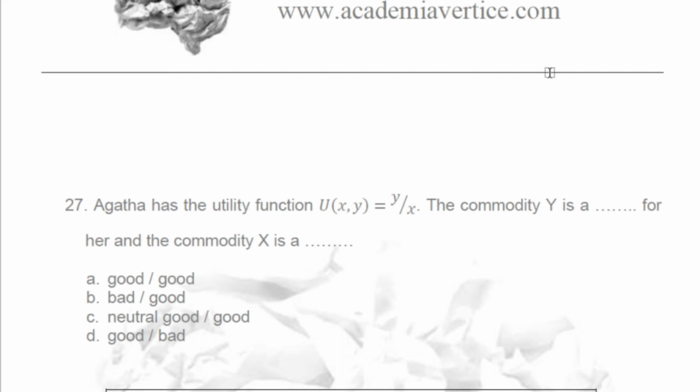27. Agatha has the utility function y divided by x. The commodity y is a good for her because the marginal utility will be positive. The more of y she consumes, the better she feels. And if Agatha increases her consumption of good x, then the fraction will be lower. So x is a bad for her.